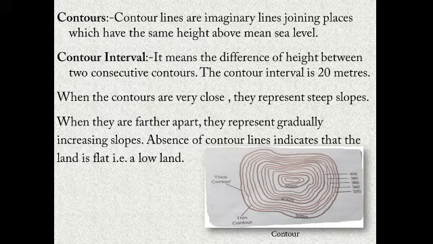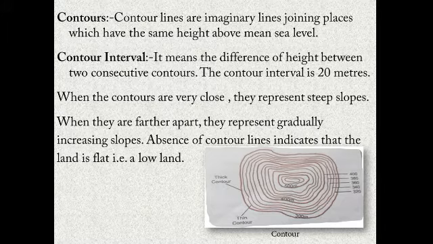Then contour interval means the difference of height between two consecutive contours. The contour interval is 20 meters. In all the maps, the contour interval is 20 meters only. There is no change in that. Therefore, you should know the definitions of contour and contour interval very clearly.